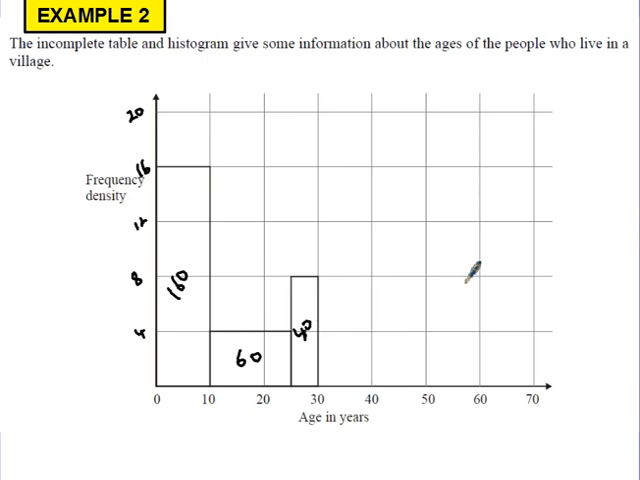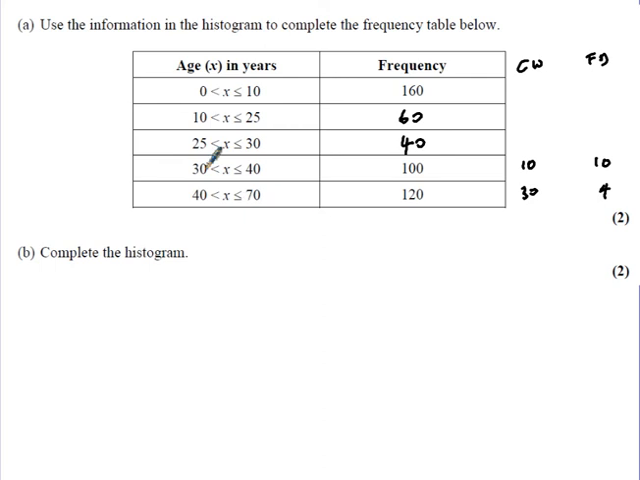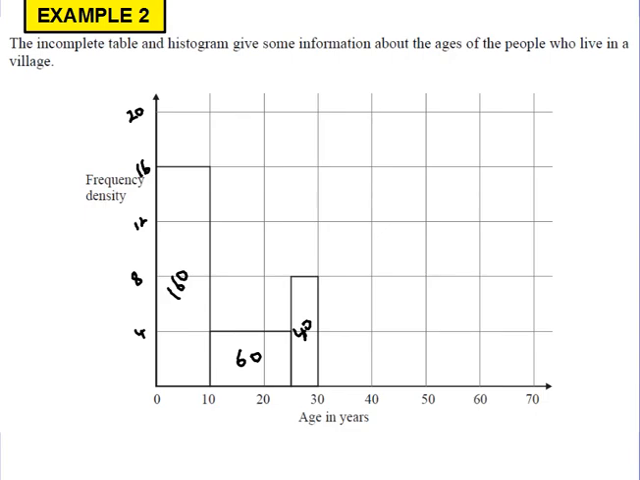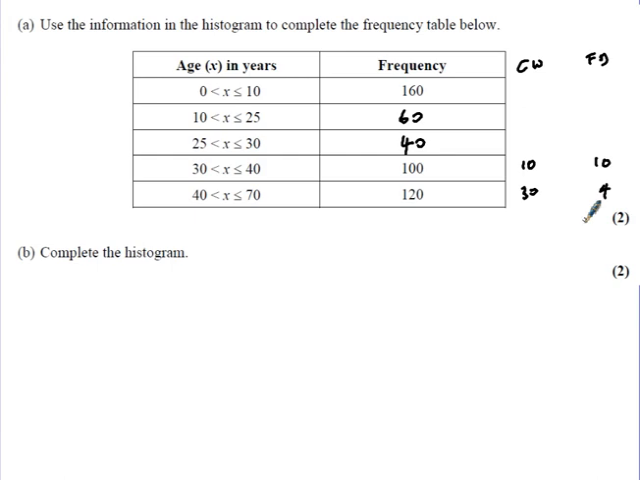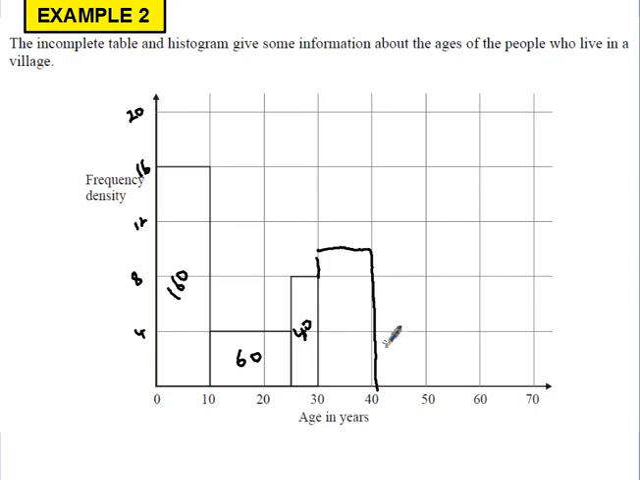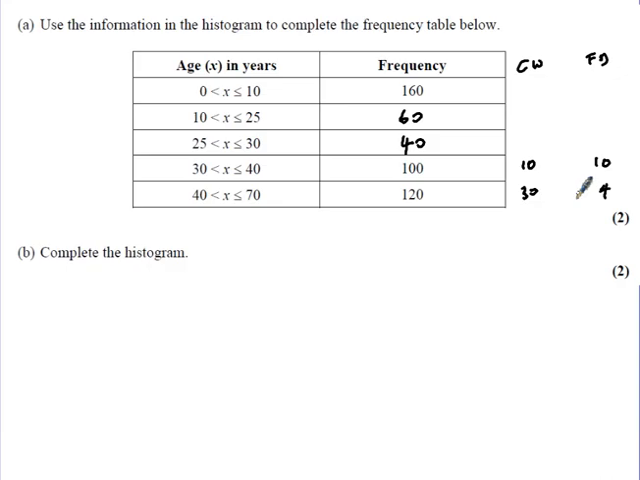So let's go back to our diagram. So for the first one, we're doing between 30 and 40. So we're doing between here and here. And the frequency density that we're using for that one is 10. So between 30 and 40 we need to go up to 10. And the next one, between 40 and 70, the frequency density is 4. So between 40 and 70, frequency density is 4. So that's that one done. So we've done both of those questions. I hope that's helped.